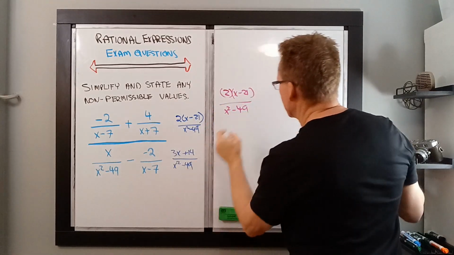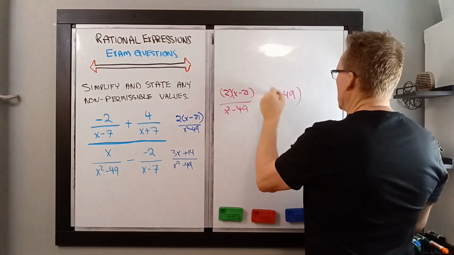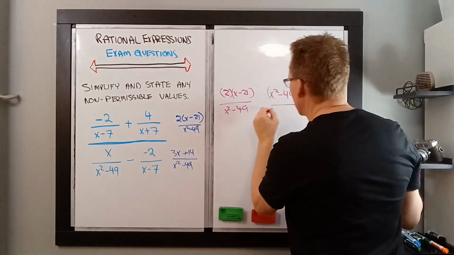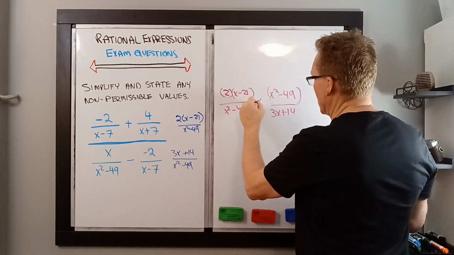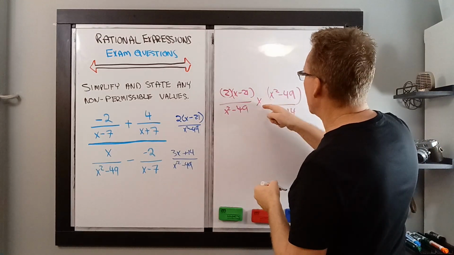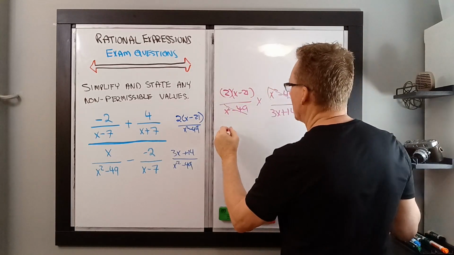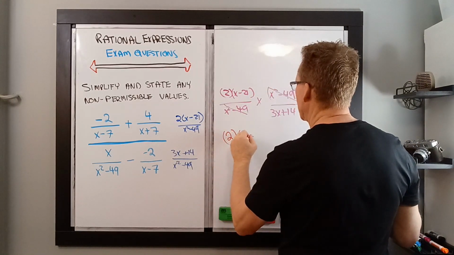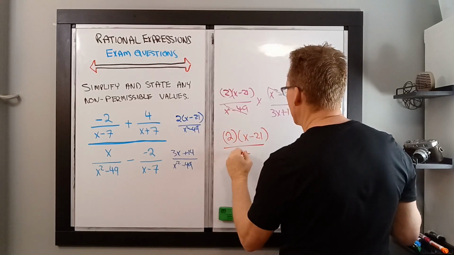And then we're flipping this. So this is going to become the denominator, and this is going to go to the denominator. And these are now multiplied together. We've switched the division sign to a multiplication sign. Well, this one was easy. That's that. And we're left with 2 times x minus 21 over 3x plus 14.